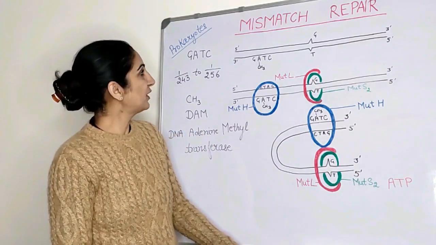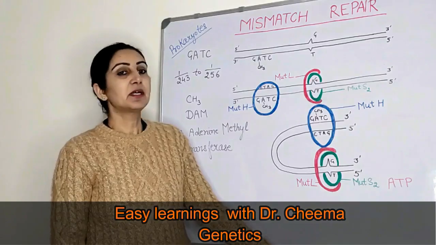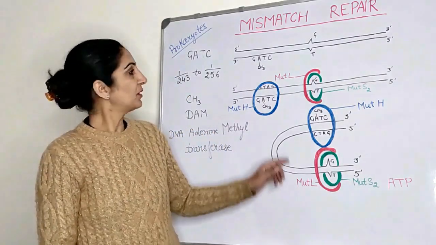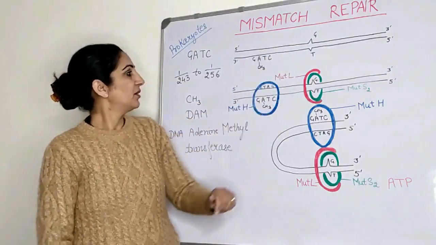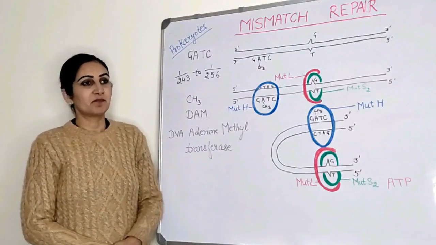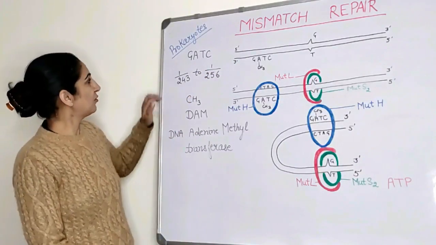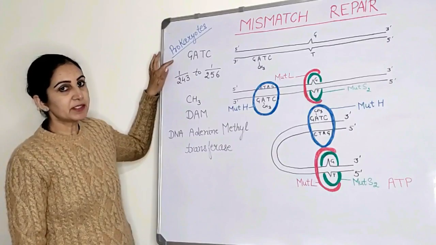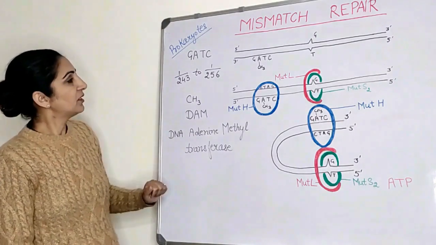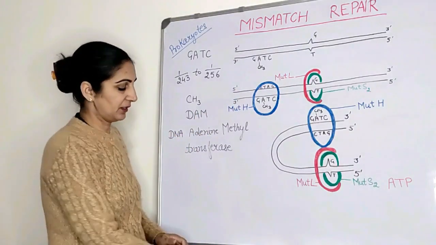So in the last video, we discussed the different types of DNA repair mechanisms, and the first of them was mismatch repair. So let's see how this mismatch repair is done. In the present video, we'll discuss mismatch repair in the case of prokaryotes, that is, the organisms which don't have a proper nucleus. So first of all, let's see what is the structure of our DNA.